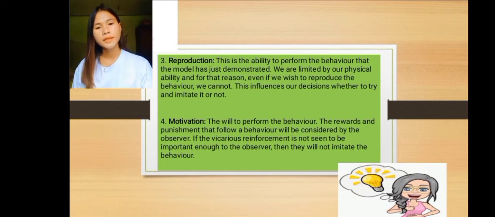So when we say motivation, it is the will to perform the behavior. The rewards and punishment that follow a behavior will be considered by the observer. If the perceived rewards outweigh the perceived costs, if there are any, then the behavior will be more likely to be imitated by the observer. So if the vicarious reinforcement is not seen to be important enough to the observer, then they will not imitate the behavior.